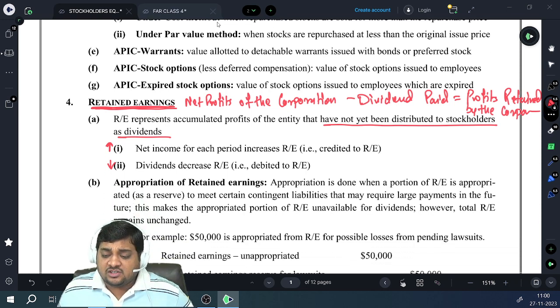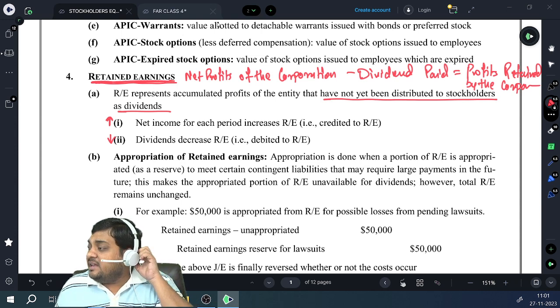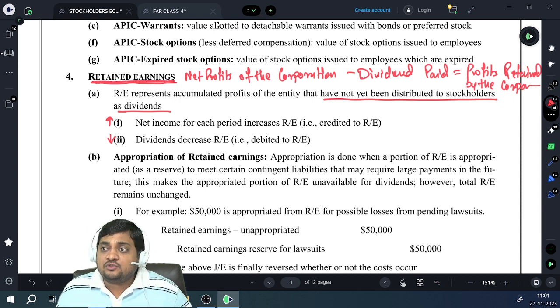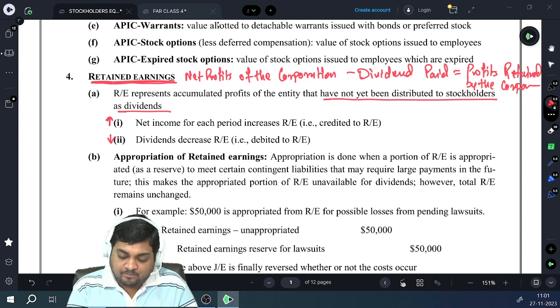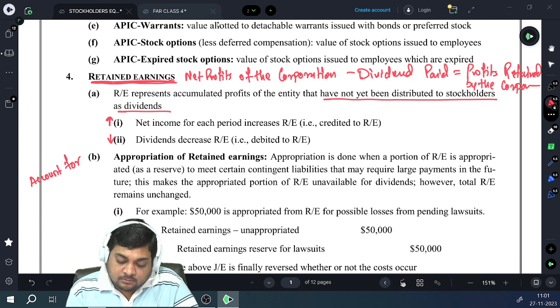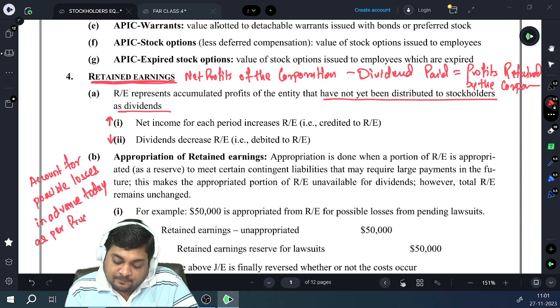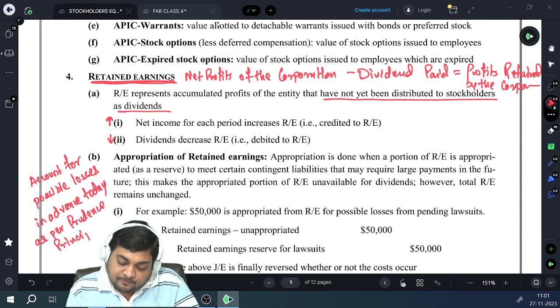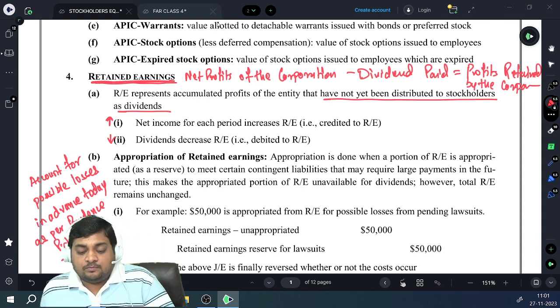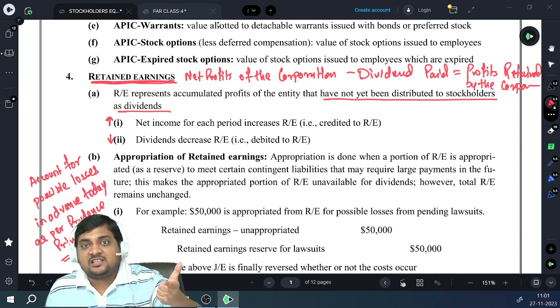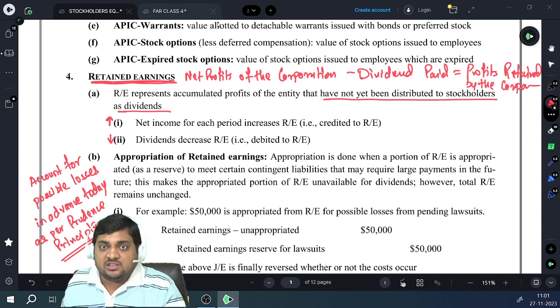Now at times you do a lot of appropriations, right? We know that in case of any possible obligation which will arise in future and lead to loss to the corporation, you need to account for such possible losses in advance today as per the prudence principle, right? So whatever profit you have earned, you have already transferred to retained earnings. From that retained earnings, you create a provision for that, right?